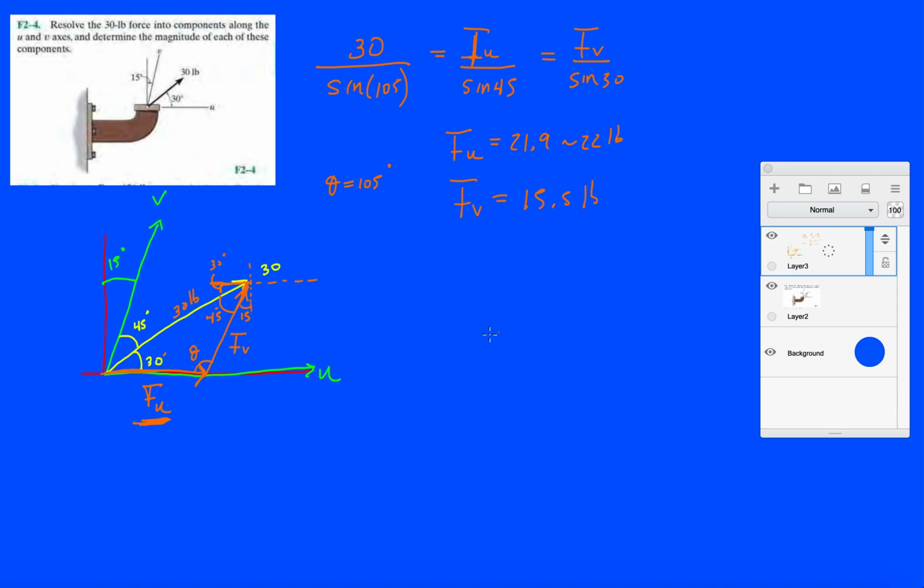So remember, don't use the Pythagorean theorem for this, because it's not a right triangle, okay? So that's not going to work. You have to use the sine law or some other law.